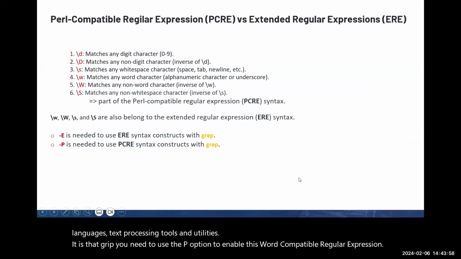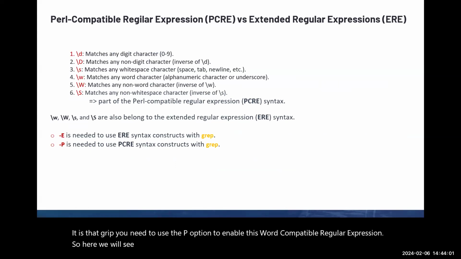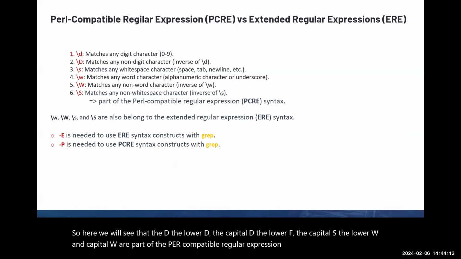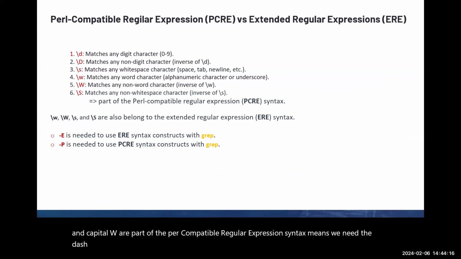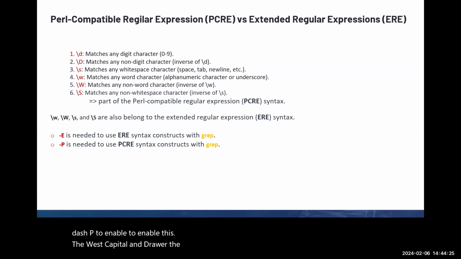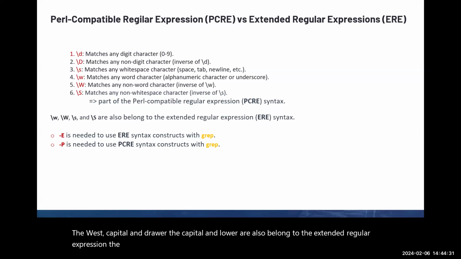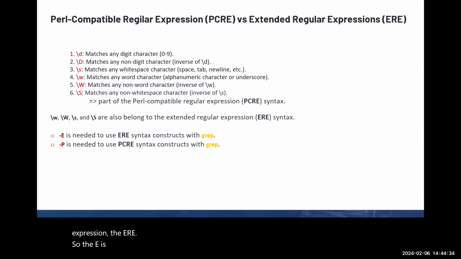So here we will see that the lower d, the capital D, the lower s, the capital S, the lower w, and capital W are part of the Perl-compatible regular expression syntax. It means we need the -P to enable these. The capital and lower W, and the capital and lower S, also belong to the extended regular expression, the ERE, so the -E is needed for this ERE syntax construct with grep.